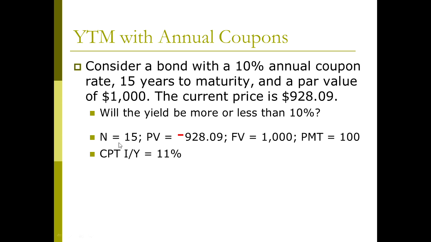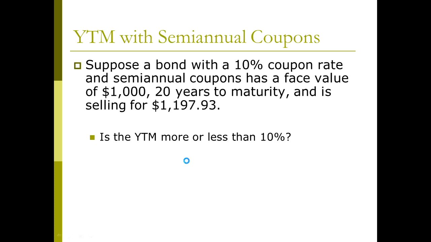So to use the calculator, you input 15 as the number of periods, present value or the price, which is a negative number, $928. Future value or the face value is $1,000. Coupon payment $100. Then you compute. The yield is 11%.